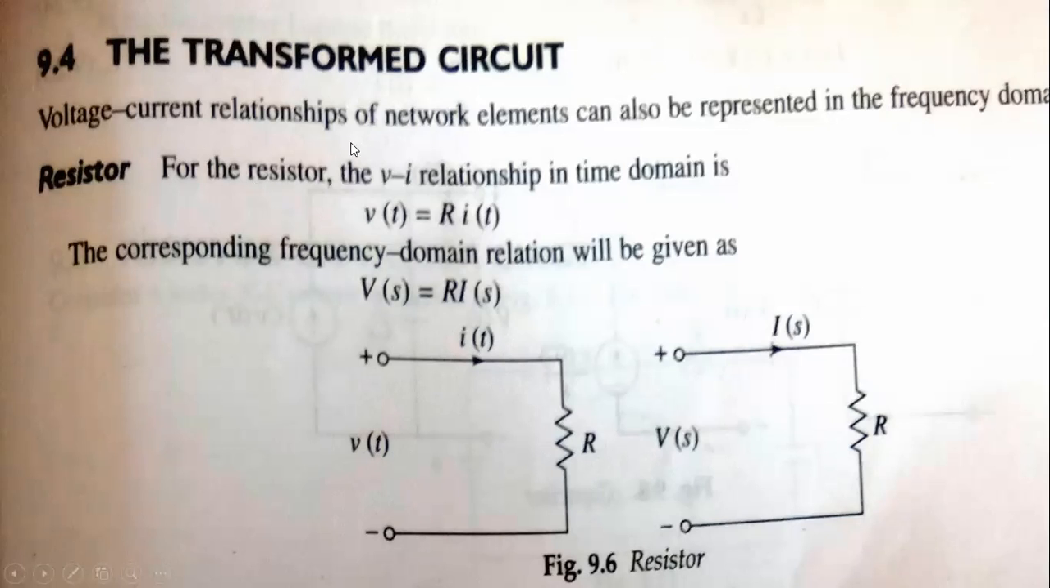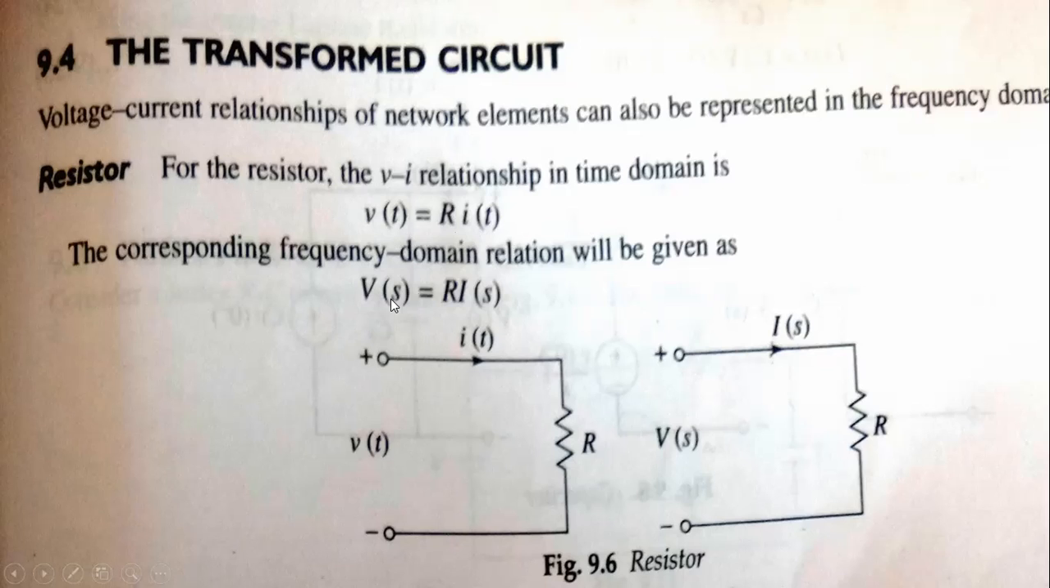The voltage-current relationship in the network can be represented in the time domain. So here, the VI relationship in the time domain is V(t) = I R. V(t), with the help of Ohm's law, is I R, where I is I(t) and capital R is the pure resistor. How can we convert it into the frequency domain? See here the difference. V(t) is in the time domain, so V = I R, I(t) into R. How can we convert it to the frequency domain?